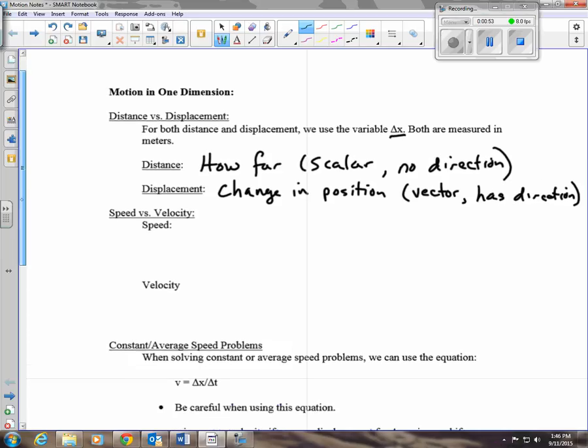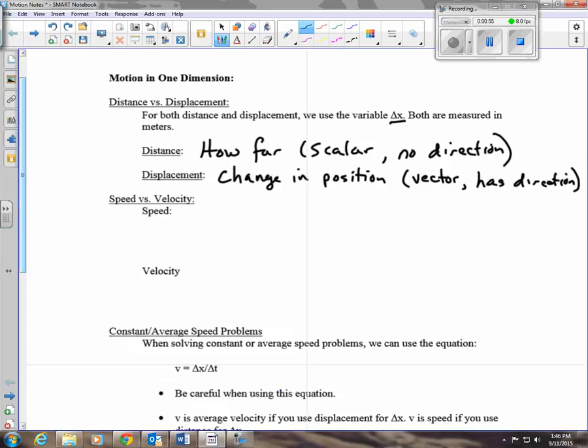Now, we're going to start talking about speed and velocity. In the English language, we use those interchangeably, but there's actually a distinction between the two. If I was to say what does speed mean, you would say it's how fast something is going. The letter we're going to use for it is v, because it's like velocity, and it's a scalar. And we're not going to worry about what direction you're going.